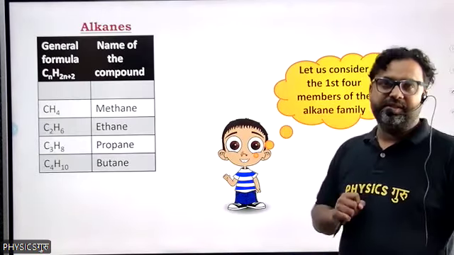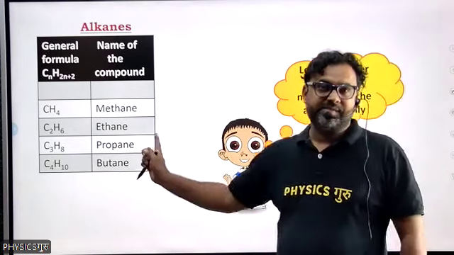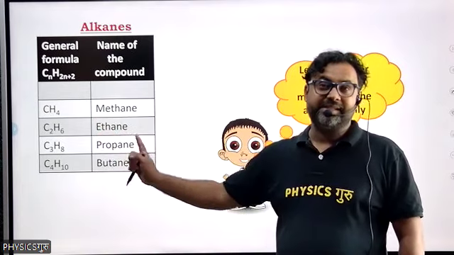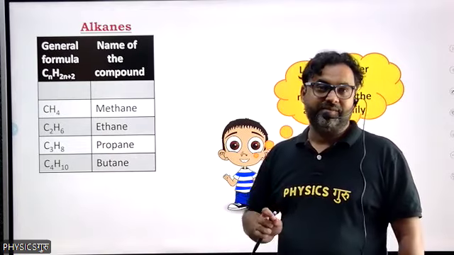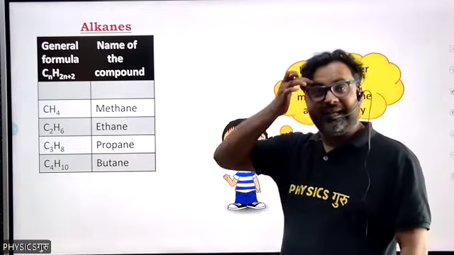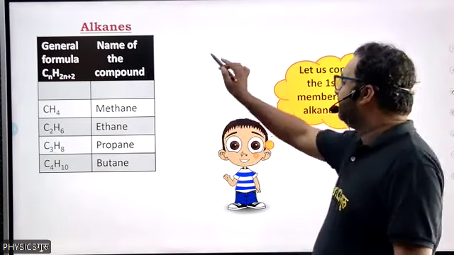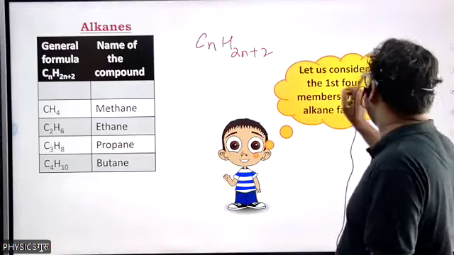So if we see the first 4 members, we will try to derive a formula from it. The first member is methane, CH4. Second one is ethane, C2H6. Then we have propane, C3H8. Fourth one is butane, C4H10. The general formula for alkane is CnH2n+2.